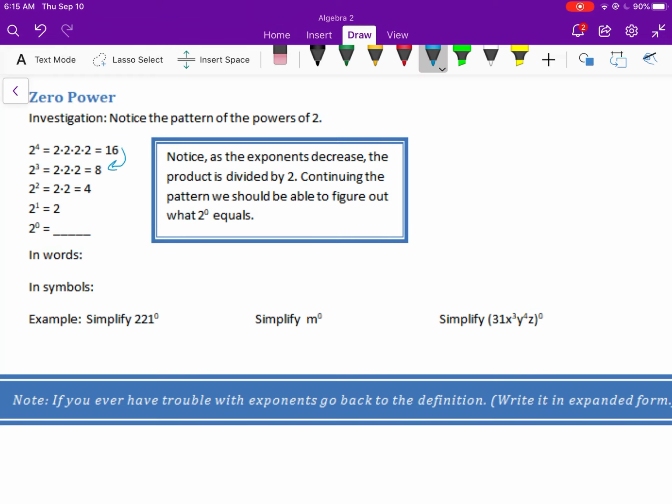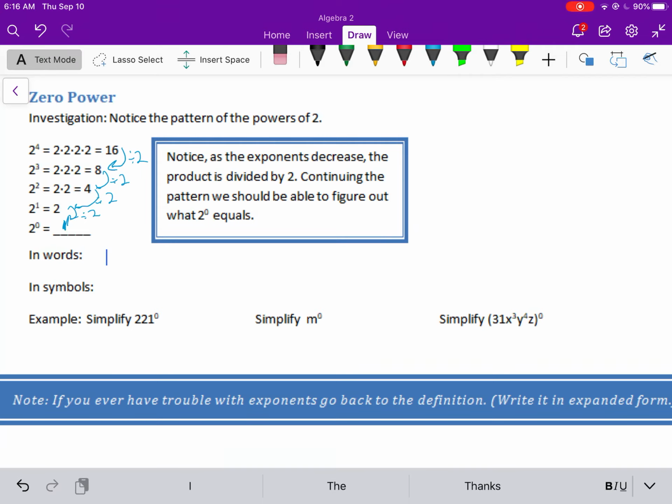divided by 2, divided by 2, divided by 2. Following that pattern, we divide 2 by 2, and we get 1. So our rule here in words, any number to the power of 0 is 1.